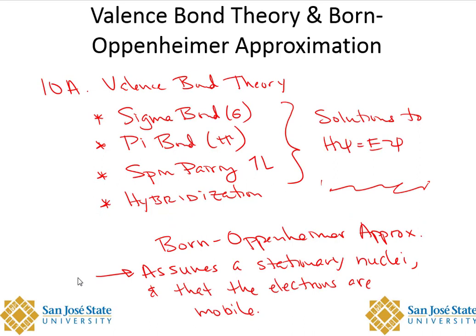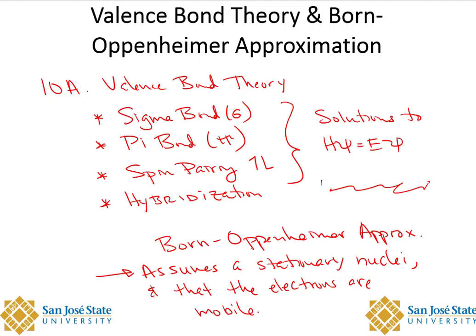Within valence bond theories, one of the initial things that we should know about is the Born-Oppenheimer Approximation. In valence bond theory, we've got four major topics that we're going to focus on, but they do revolve around the Born-Oppenheimer Approximation first and foremost. The sigma bond, or pi bond, spin pairing and hybridization are some of the main concepts. And let's recall that all of this information is going to be centered on solutions of the Schrodinger equation. We should be extremely familiar with this at this stage.